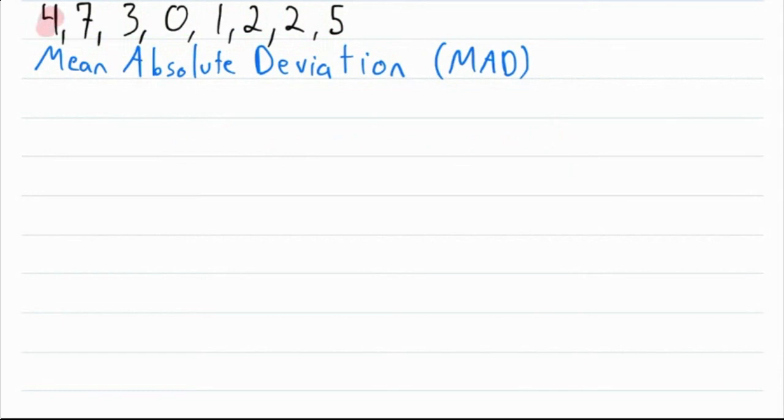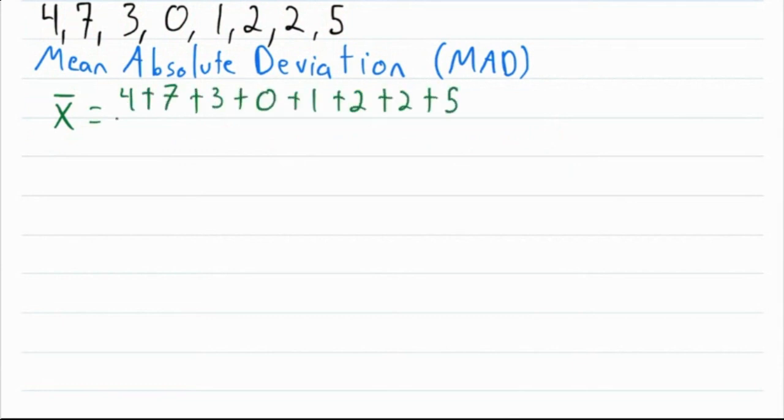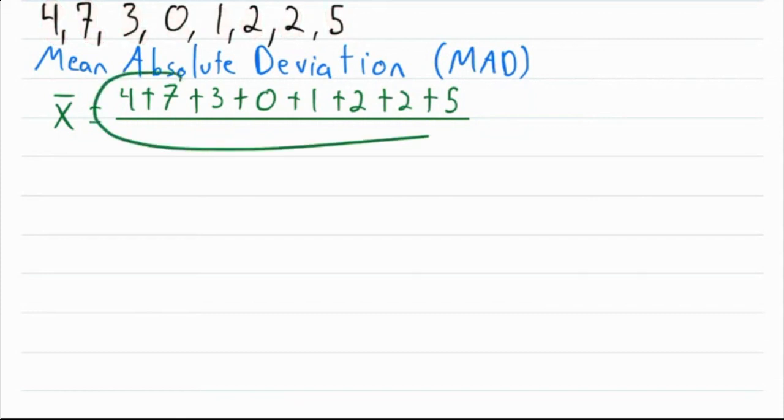You might remember we do that by adding up all of the values and then dividing that by the total number of values. So let's calculate the mean, and we'll call it x bar. So x bar is equal to 4 plus 7 plus 5. So we add up all of the data points, and then we divide by the total number of data points. There are 1, 2, 3, 4, 5, 6, 7, 8 total data points. So we divide the sum of the data points by 8.